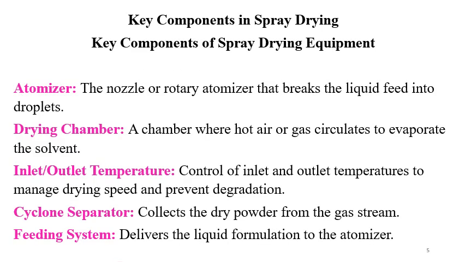Key components in the spray dryer. So what are the parts or main components of spray dryer? Atomizer is there, drying chamber is there, inlet outlet temperature controller is there, cyclone separator and feeding system. Atomizer is the nozzle or rotary atomizer that breaks the liquid feed into droplets. So atomizer is to spray. The liquid is pumped to the atomizer and this atomizer converts liquid into spray.